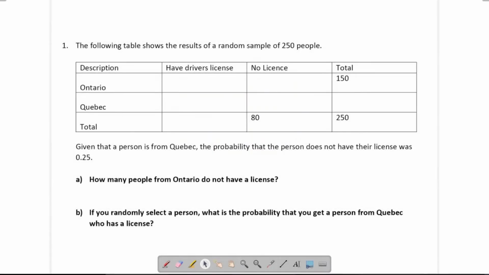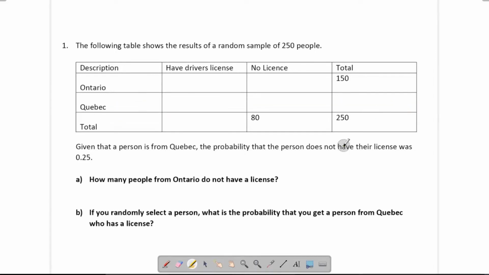So the first question says the following table shows the results of a random sample of, it was supposed to say 250 people, and then it asks you some questions. It also gives you some additional information that says that given that a person is from Quebec, the probability that the person does not have their license is 0.25. So if we're looking at our table, it's telling us that given that the person is from Quebec, we start off looking at the Quebec line of the graph.